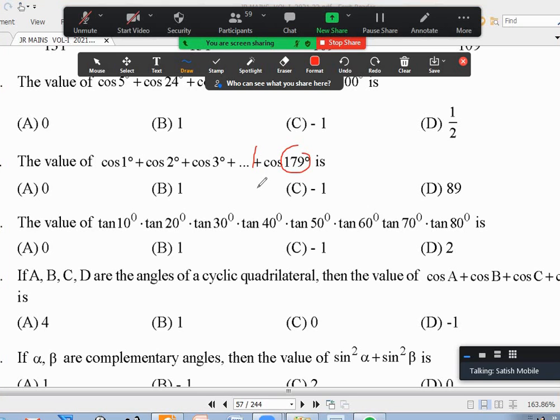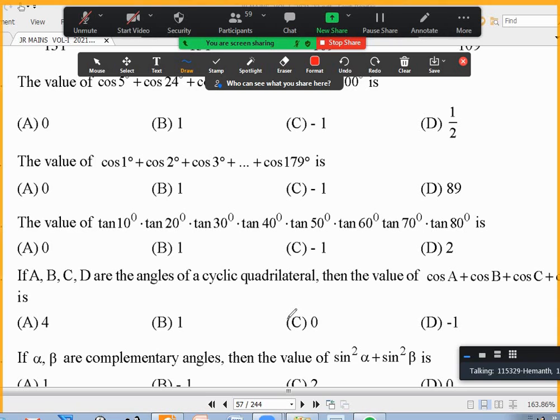You can write 180 minus 2 and you can write minus cos 2 and it will get cancelled like that. Sir, cos 1 plus the last one, cos angle will be 179. Sir, cos 1 plus cos 179 is 0, like cos 180. No, no. Cos A plus cos B, there is no formula for cos A plus B.